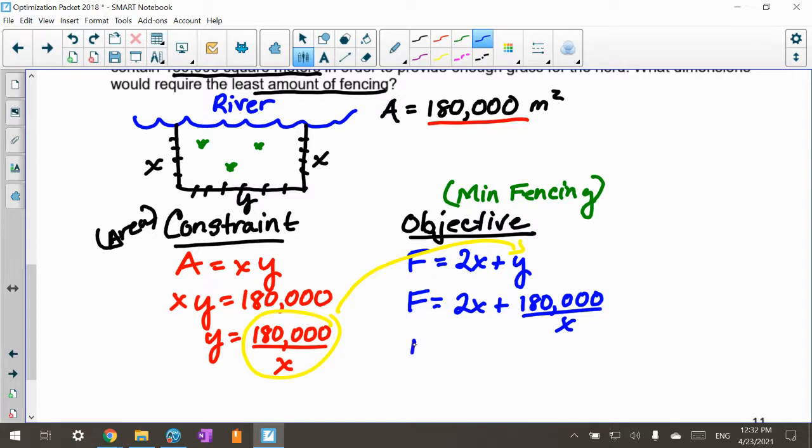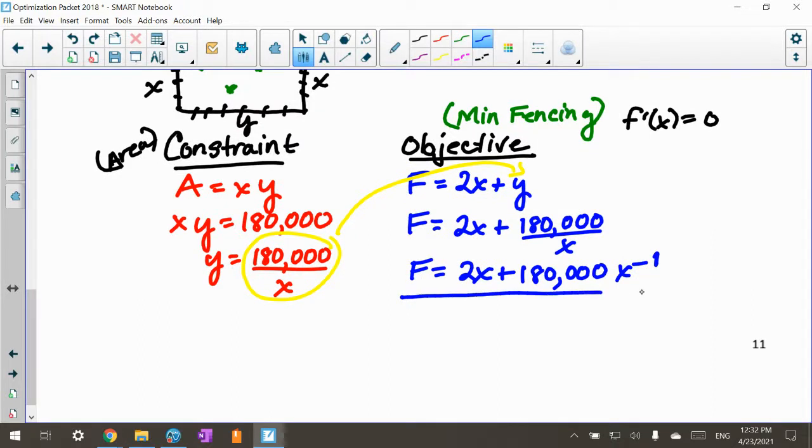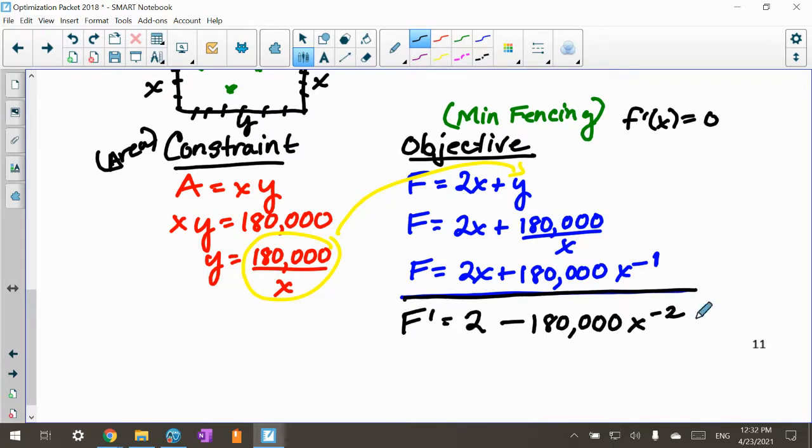Now I am going to write it like this, and you'll see why in a minute, because if we're looking for a minimum or a maximum, we always have to do our first derivative and put it equal to 0. So by me writing it this way, it's all set up to do the power rule. Okay, so I'm going to change my colors here just so you realize right here is where we change and we start doing the derivative. So F prime is going to be 2, ready, minus 180,000 X to the negative 2. Put it equal to 0.